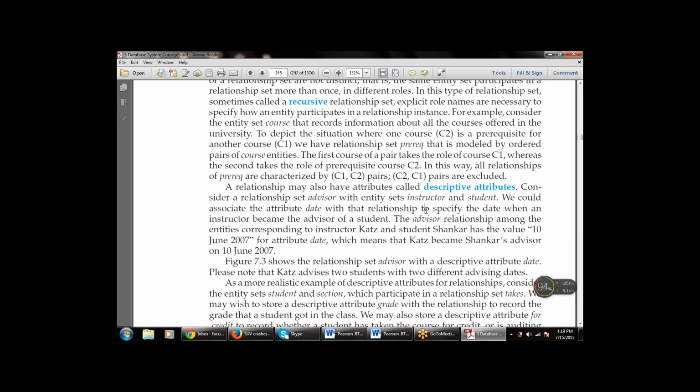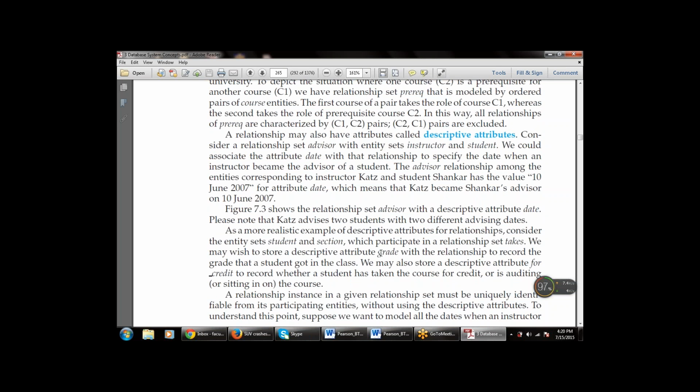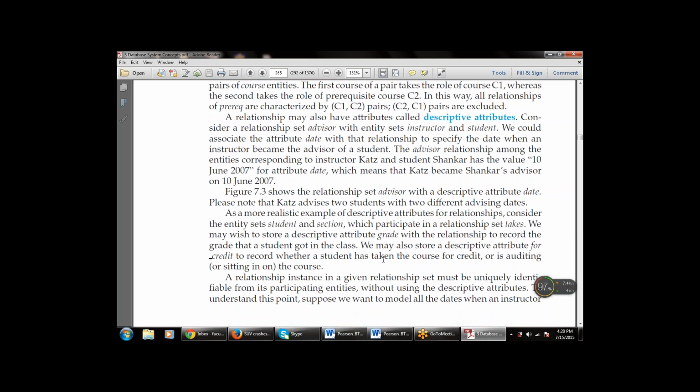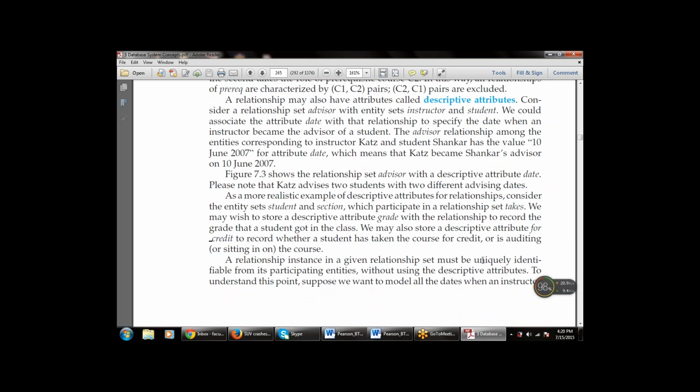And the relationship may also have attributes, known as descriptive attributes. Any relationship may also have features that are known as descriptive attributes. Consider a relationship set advisor with entity sets instructor and student. This is the example we have discussed, showing the various descriptive attributes used with the relationship. A relationship instance in a given relationship set is identified uniquely from the participating entities.